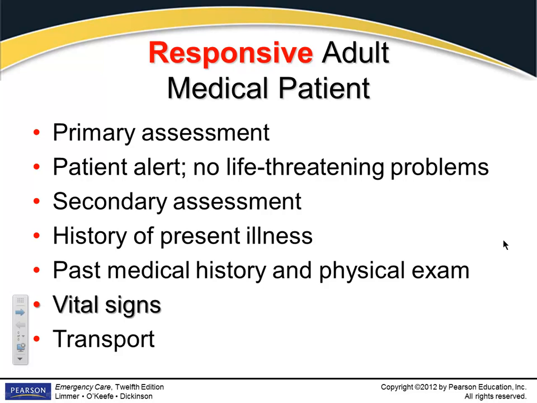So is that all of our primary assessment? What do we miss? Transport decision. So now, based on what we've seen with our patient, we're going to make a transport decision. See, pretty good. Y'all are getting this. We've done our primary assessment. If the patient is alert and doesn't have any life-threatening problems, then we can take our time, right? We can do further assessment. We'll do our secondary assessment. What is our secondary assessment?